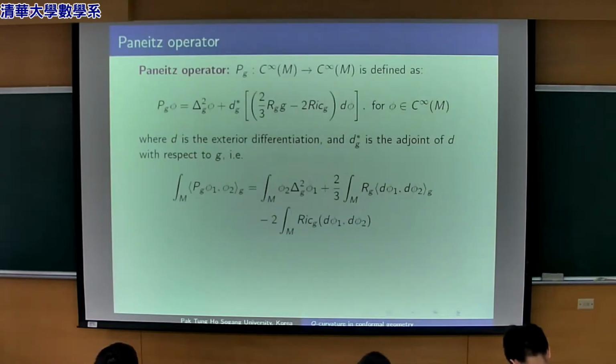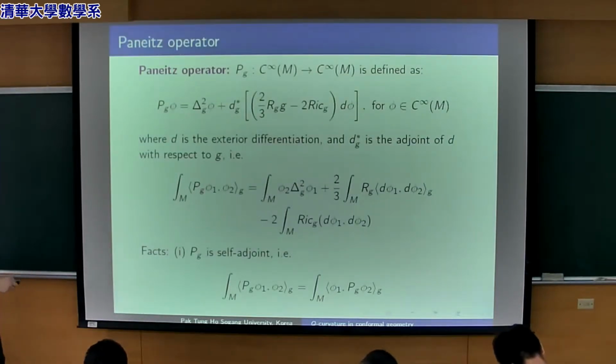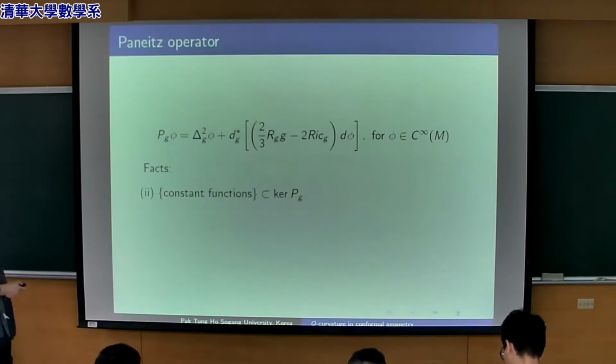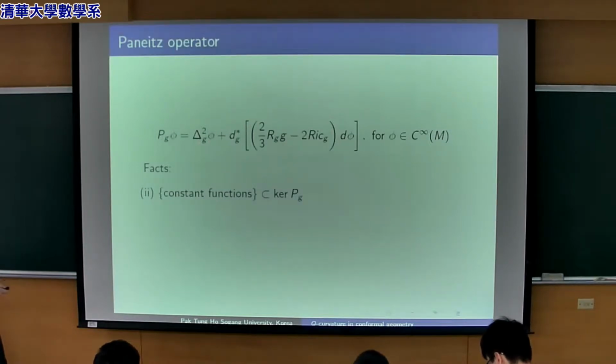Here are some properties of the Paneitz operator. First, if you interpret it in this way, it's easy to see that it is self-adjoint, because the Laplacian is self-adjoint and this term is symmetric. This is almost immediate from the formula. Another property you can see is that constant functions are always in the kernel, because the Laplacian of a constant is 0 and D of a constant is 0.